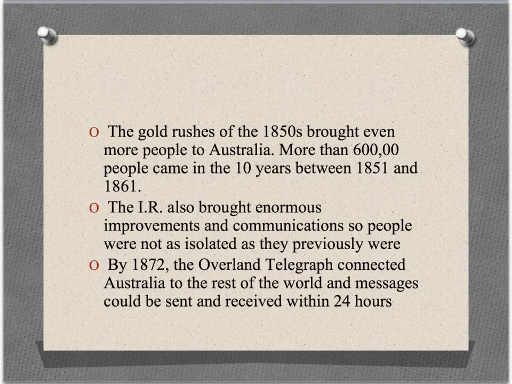However, back to the Industrial Revolution. The Industrial Revolution brought many improvements to our world, and one of those was improvements in communications. So people were not as isolated as they previously were. So moving to Australia was not as big a step because there was improved communications, like the use of steamships, so that mail was delivered more quickly and things like that. And then in 1872, the overland telegraph connected Australia to the rest of the world, and messages could be sent and received within 24 hours.